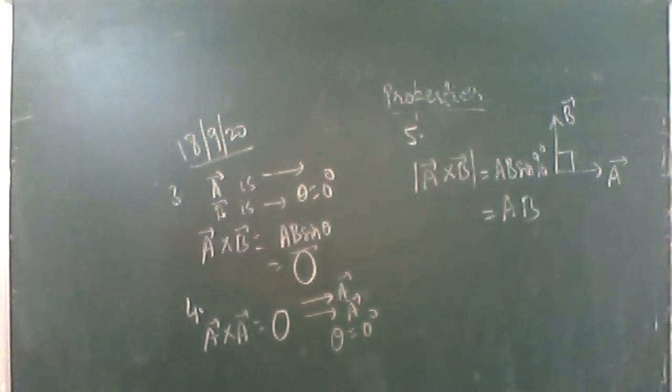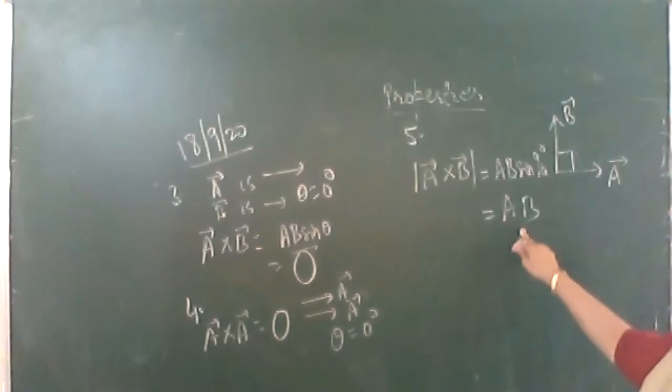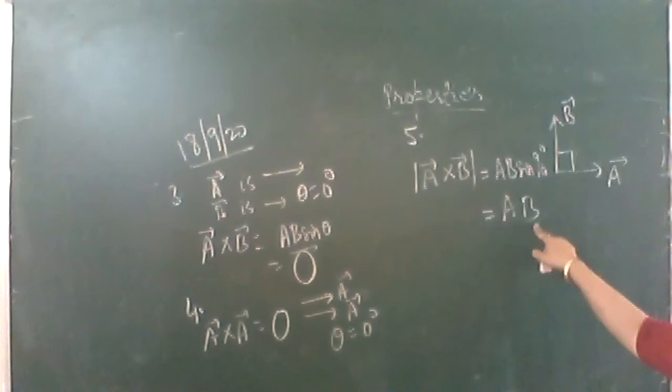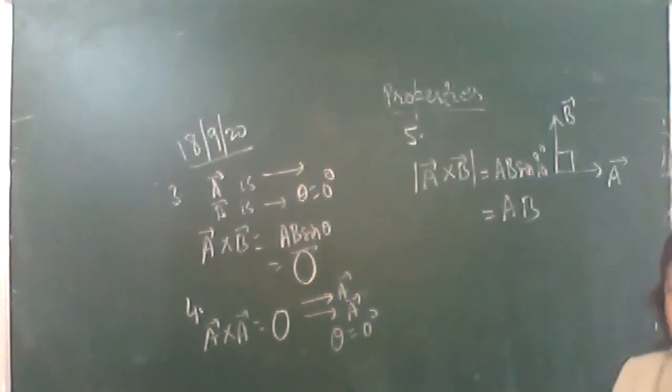If they are perpendicular to each other, then the magnitude of the vector product is equal to the product of the magnitude of two vectors. A is the magnitude of the first vector, B is the magnitude of the second. So the product of magnitude of the two vectors. Or simply write like this.